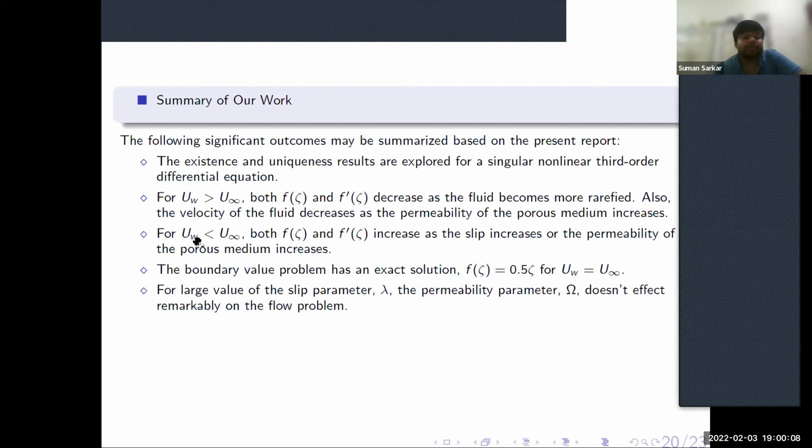Again, when plate velocity is less than free stream velocity, both velocity profiles increase with increasing slip and permeability parameter. And we found an exact solution when our plate velocity UW is equal to free stream velocity. And it is noticed that when lambda is large, that is, for a larger value of the slip parameter, the permeability parameter omega does not remarkably affect the flow domain.